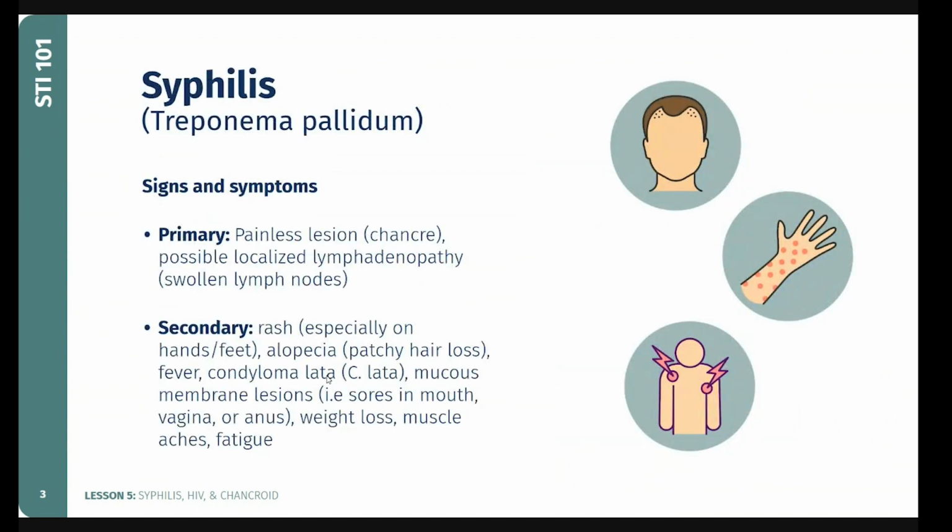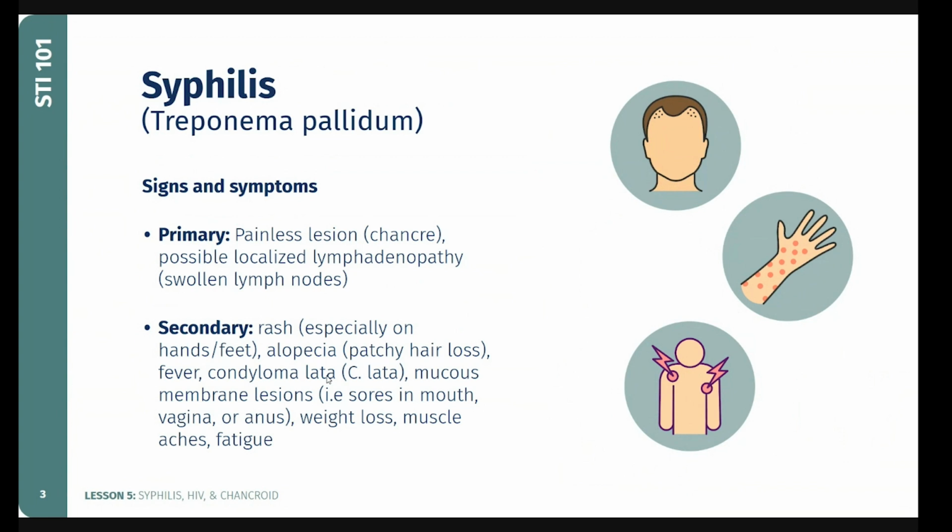Now let's talk about syphilis. Syphilis is caused by the bacterium Treponema pallidum, which is a tiny little corkscrew-shaped spirochete. Syphilis infections are characterized by two symptomatic stages called primary and secondary syphilis. In the primary stage of syphilis, a painless lesion, also called a chancre, will appear at the site of infection.